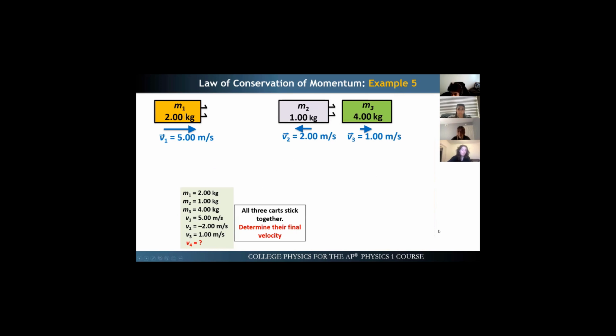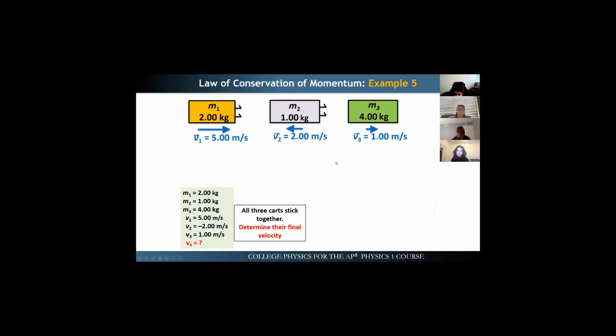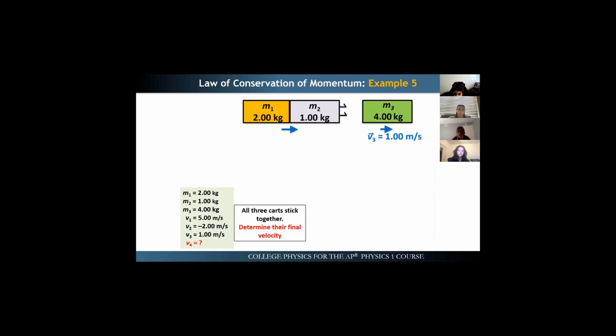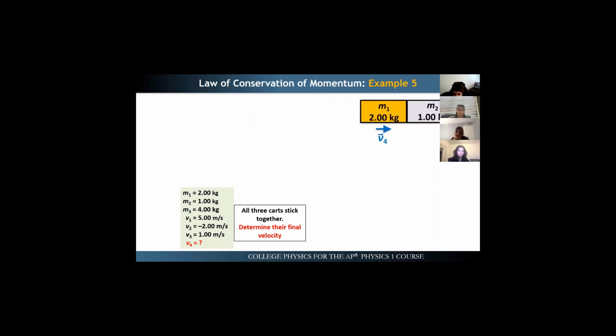All right, now here's our last one, and this one looks like it's a little bit crazier of a scenario. We've still got our 2 kilogram orange one moving at 5. We've got this purple one, only 1 kilogram moving at 2 in the other direction. And then this 4 kilogram moving really slow to the right. And so we can actually have a system where we get multiple collisions and multiple connections. They're all still sticking together. And it doesn't matter how many objects there are, the same scenario works.